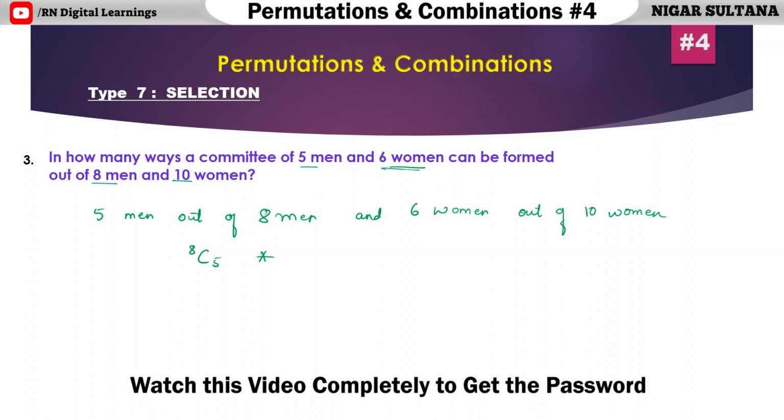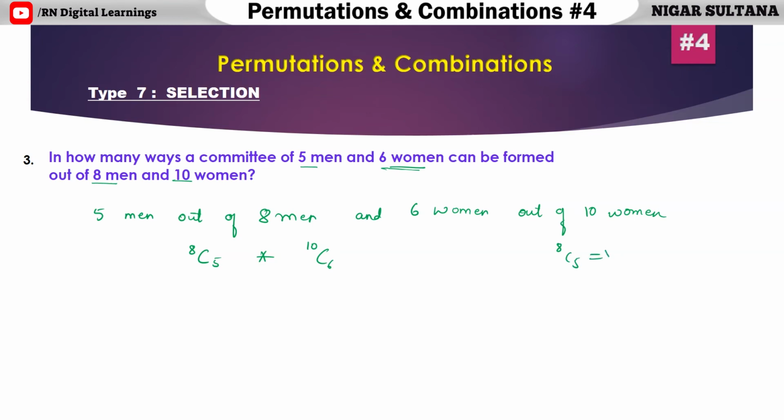8C5 star 10C6. So this 8C5 is similar to 8C3, right? And this 10C6 is similar to 10C4. I'll explain how. 8C5 can be written as 8C(8 minus 5). What is the value? 8C3, right? Similarly, 10 minus 6 is 4.